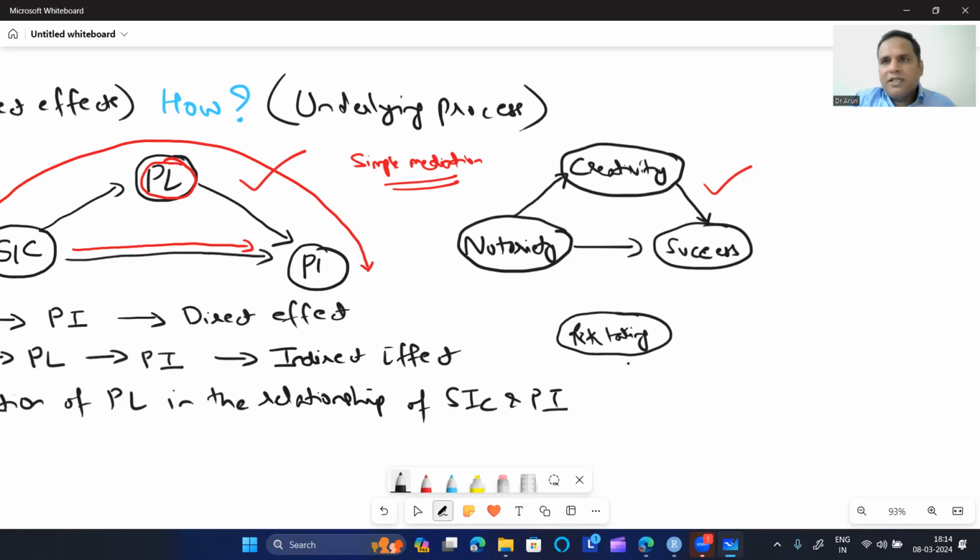Now here there is a person who will say, I agree to this particular model that notoriety, creativity, and success are interlinked, but there is one more construct which is missing. So a new researcher came and he brought risk taking. He will say notoriety also facilitates risk taking and this risk taking causes success. So now in this particular model there are two mediators. The first mediator is creativity and the second mediator is risk taking. Whenever you have two mediators in your model of this sort, it is known as a parallel mediation.